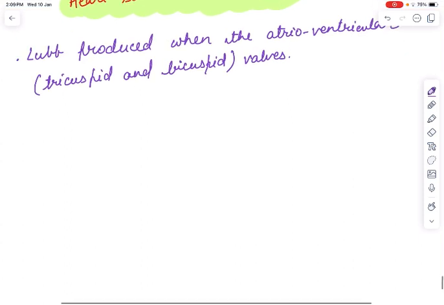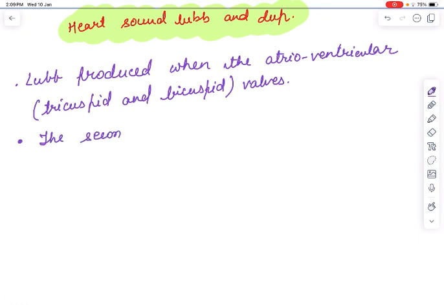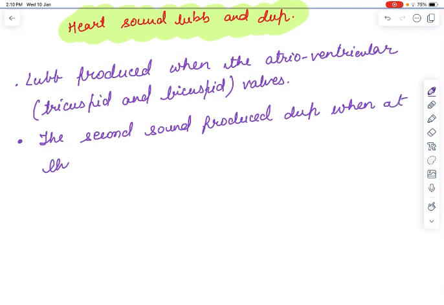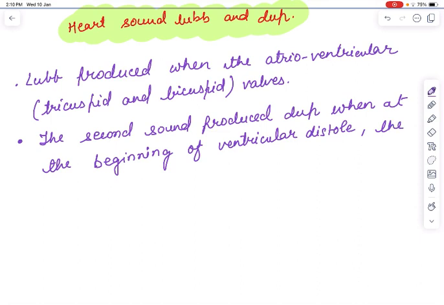The second sound, dub, is produced at the beginning of the ventricular diastole, when the semilunar valves get closed. I've explained the four different types of valves. So the lub sound is produced when the tricuspid and bicuspid valves close, and the second sound, dub, will be produced when the semilunar valves close.